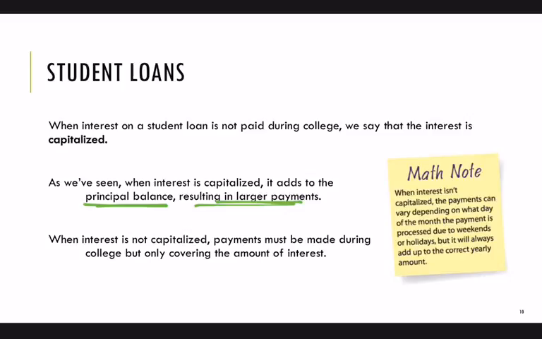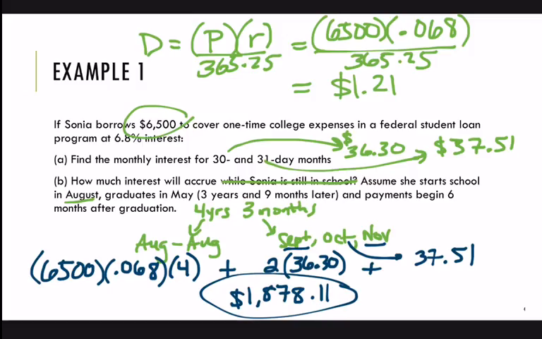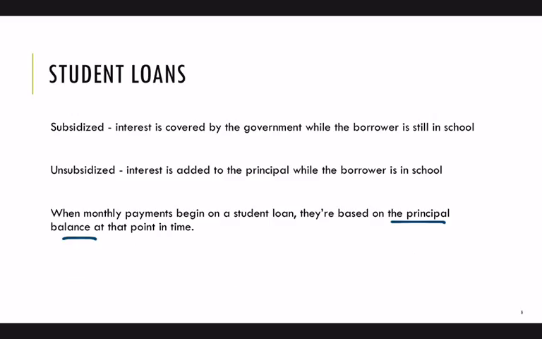So if interest is not capitalized, this is the good kind of loan here, if possible, then payments must be made during college, but only covering the amount of interest. So for the last example we did, we figured out the amount of interest for 30-day months and 31-day months. So the monthly payment while in school would just be one of these two numbers, for 30 or 31-day months. But the principal, the $6,500, that's just going to stay put until after Sonia graduates college. That doesn't get paid back during school.